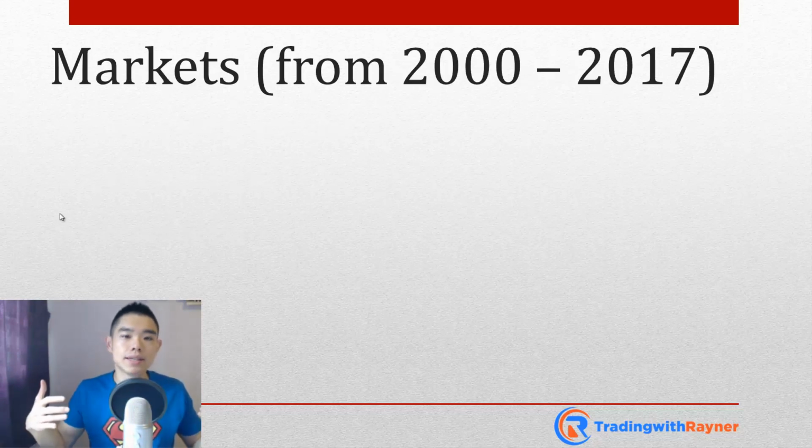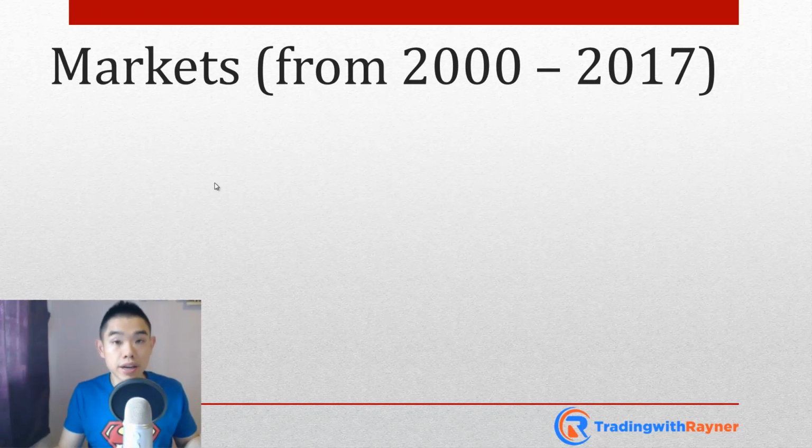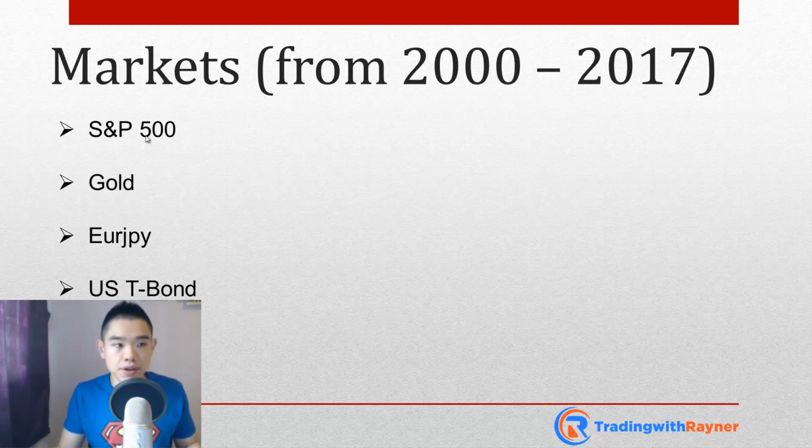So with that said, let's develop a trend following strategy. These are the markets that we will be trading. They are the futures markets: S&P 500, gold, euro, yen, treasury bond, and heating oil. And the data that we'll do the backtest on is from 2000 till 2017. So about 18 years of data, including the dot-com bubble and the 08-09 financial crisis. So it's a good time period.